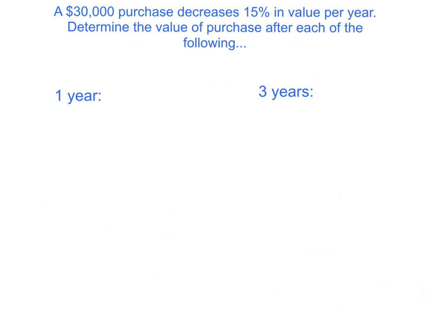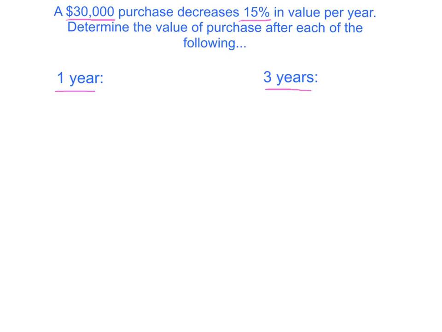Alright, so here we have a story problem using exponential decay. A $30,000 purchase decreases 15% in value per year. Determine the value of the purchase after each of the following, 1 year and 3 years. So we want to write an equation and then use the equation to evaluate the question, finding out the value after this amount of years. So if you think about like a car depreciates over time. So this would maybe be a good example of maybe you're buying a car for $30,000 that's decreasing 15%.